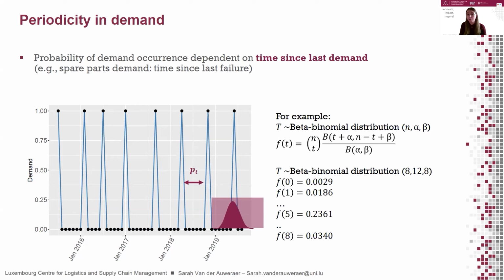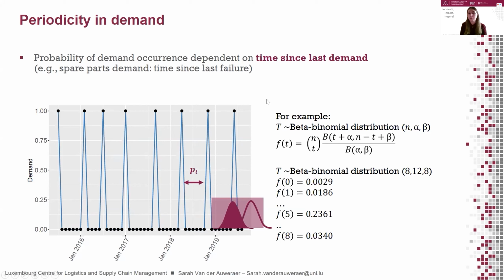Instead of modeling such behavior with a geometric distribution, we could, for example, use a beta binomial distribution, such as the example that you can see here on the slide. What you can see very clearly is that we have a non-constant probability of observing a demand. The probability is much higher in period 5, so after 5 periods of no demand, than in period 1, when only 1 period of no demand has occurred.